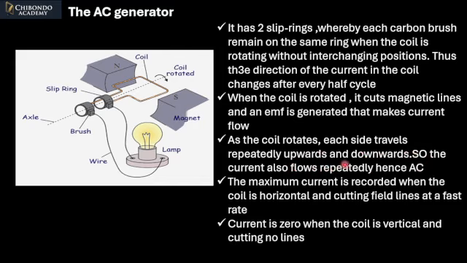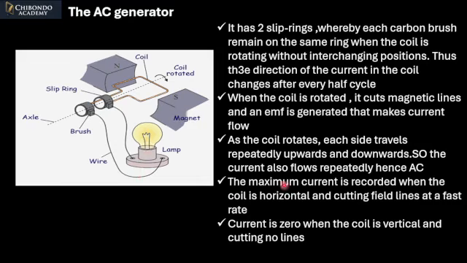By saying repeatedly, I mean that when it's going upwards, let's take upwards as positive and downwards as negative. When it's going upwards, the current will rise. When it's going downwards, the current will fall. So the graph produced by this will rise, then fall, rise, then fall. Which means the current is changing.